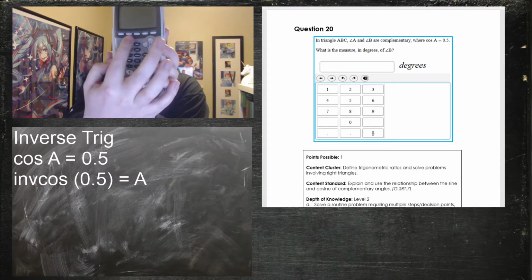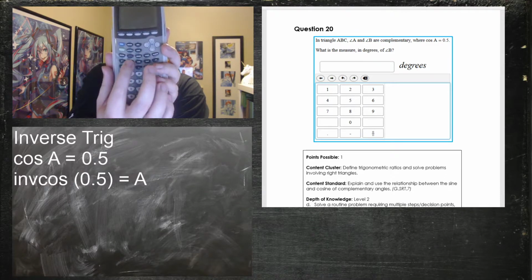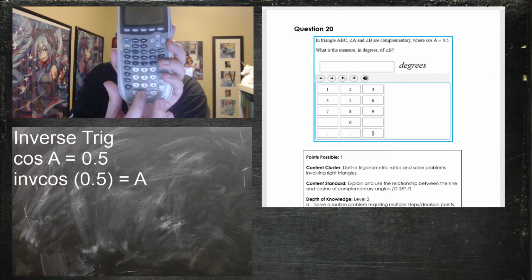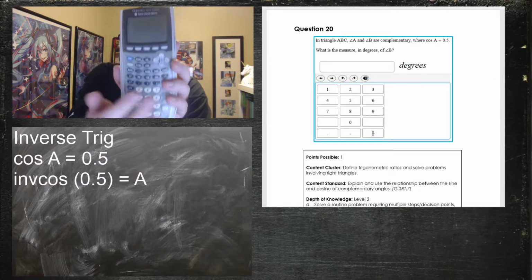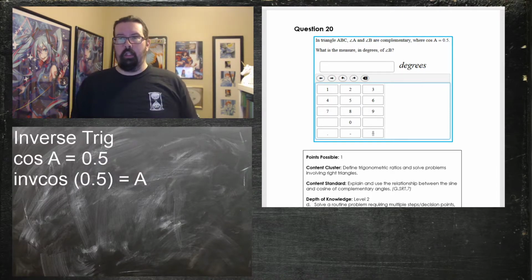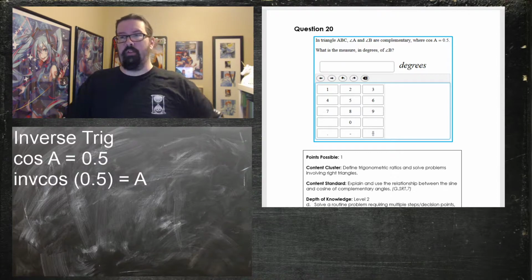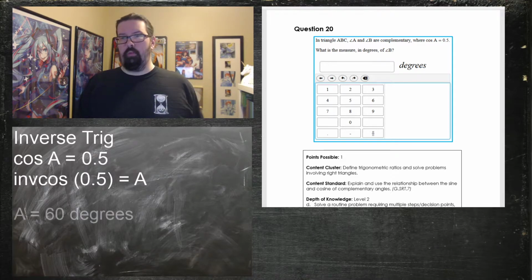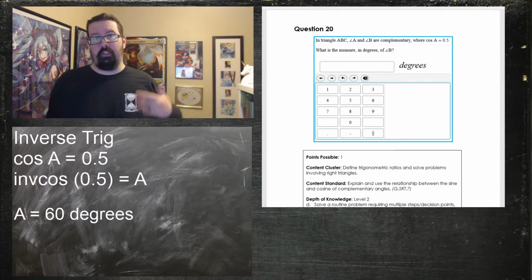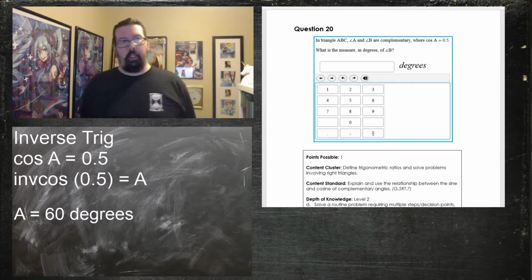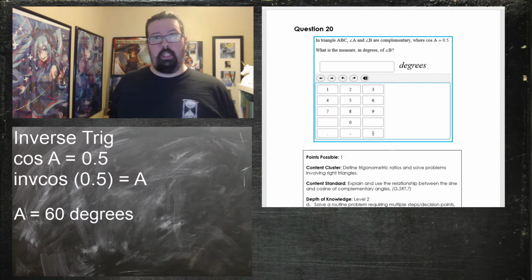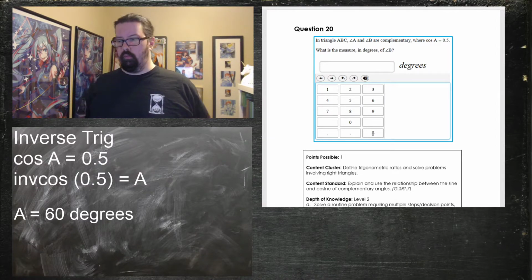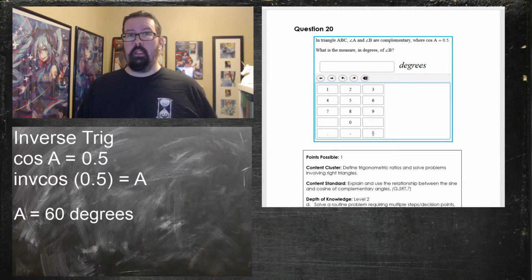So you would literally go second, cosine, 0.5, and this thing hasn't had battery in it in a hot minute. Yeah, the batteries are very dead. And then that'll literally just give you the answer. It'll give you 60 degrees. All right? And so we know A is 60 degrees, but we're looking for B.